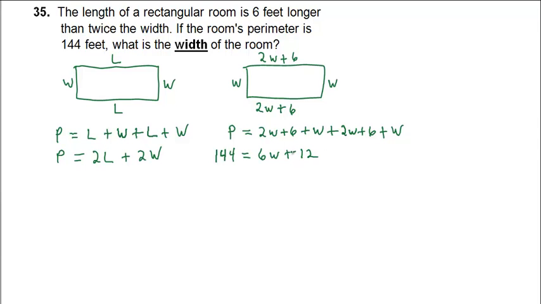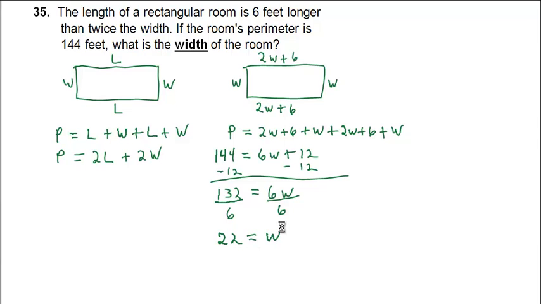So now we're going to solve by isolating our variable. So we're going to subtract 12 from both sides, and that would give us 132 equals 6W. To finish solving, we're going to divide each side by 6. So 132 divided by 6 is 22.